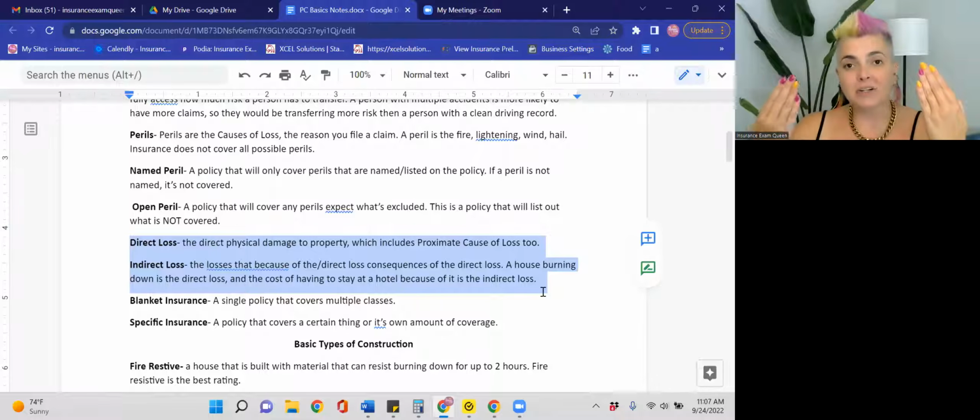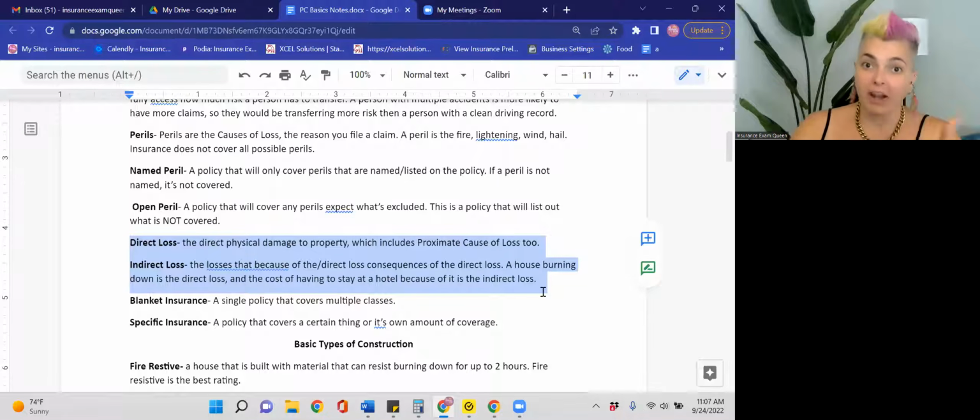But it is important to understand that indirect losses are only covered if the direct loss is covered. So when I say a house burnt, you go to stay at a hotel. If I say the house flooded, is there any hotel? No. You can only trigger an indirect loss coverage if the direct loss is covered itself. So there is no money to stay at a hotel if there's a flood, because flood is excluded. But there is money to stay at a hotel if there's a fire, because fire is covered.